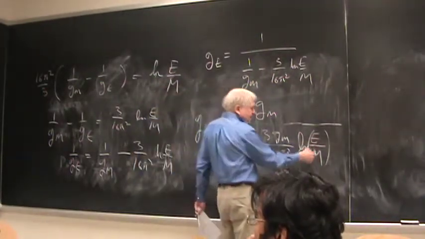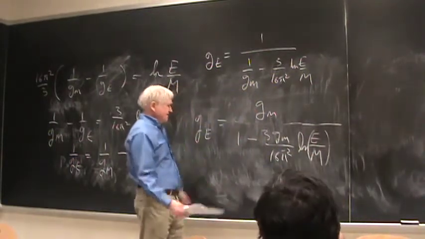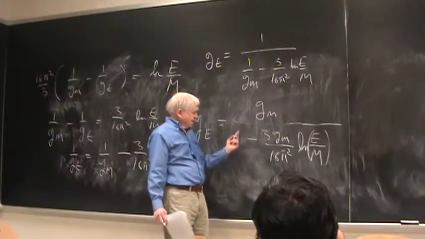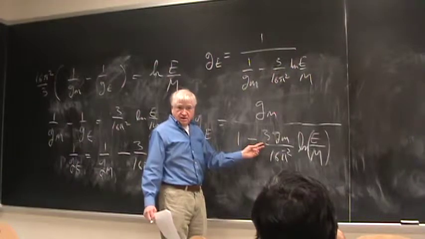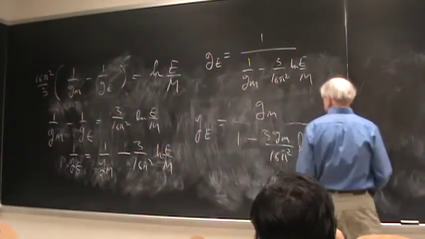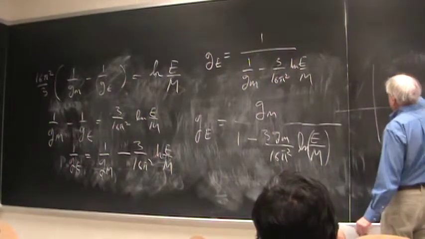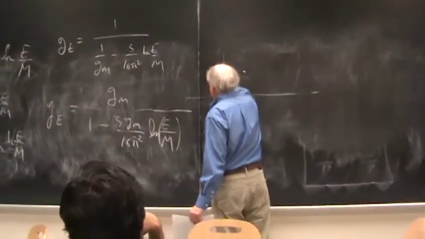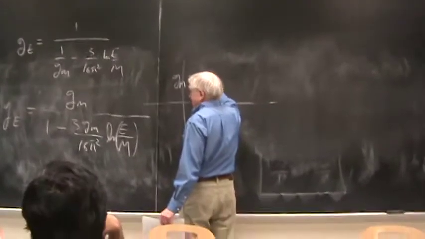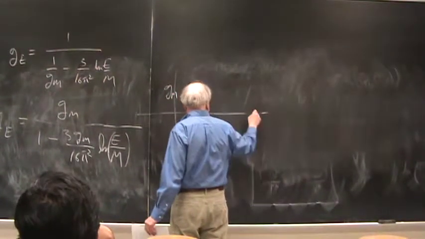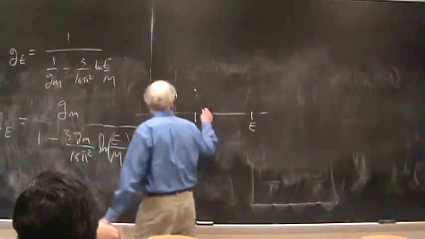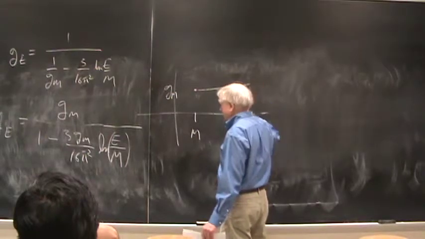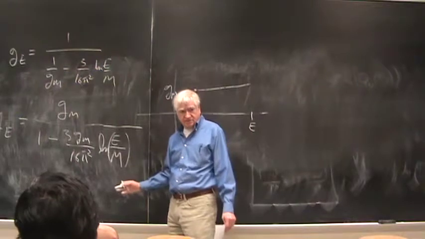So for energies near M, g_E, of course, is g_M, as it must be. But as E increases over M and creeps up, this thing becomes g_M over 1 minus some positive number. And so it increases. And so drawing this, what would it look like? At M, the coupling here is g sub M, and then it slowly increases out to, say, E. I don't really know how it slowly increases, but let me just say that it slowly increases. I say slowly because it's a log.